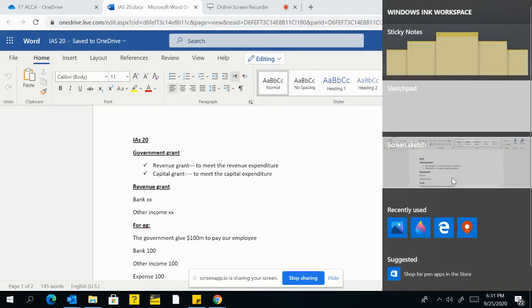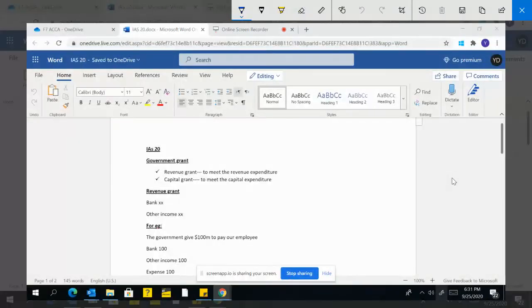Let's start with government grant. IAS 20 is basically a government grant. Government grant means the government gives us some benefit in monetary terms. So this is our government grant.